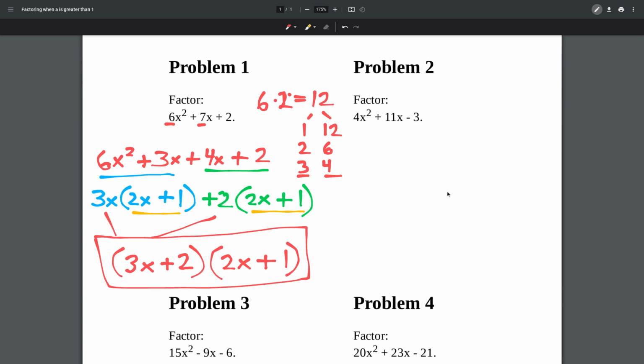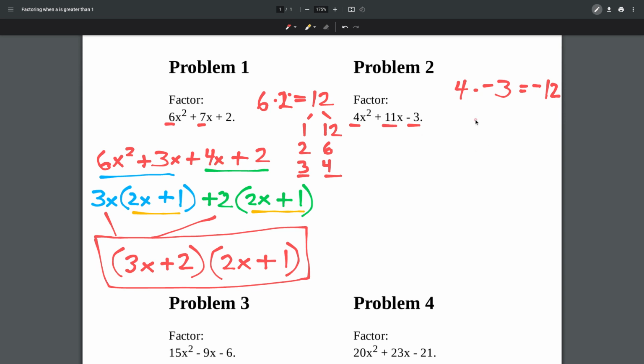Okay, let's look at the next one, because practice does make perfect. And I would encourage you, as I go through these problems, to pause the video and try them on your own, and then see how I did them. All right, so this next one, we're factoring 4x squared plus 11x minus 3. So we're going to take the 4 and multiply it times negative 3. So 4 times negative 3 is negative 12. And we want to look for the factors of negative 12 that add to positive 11 here.